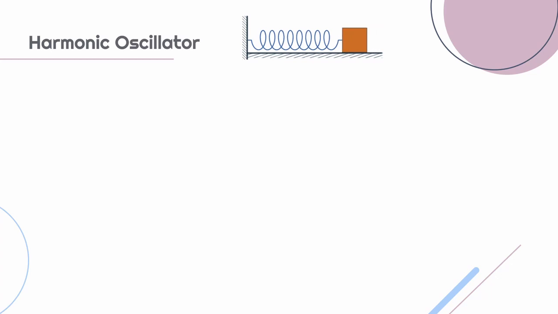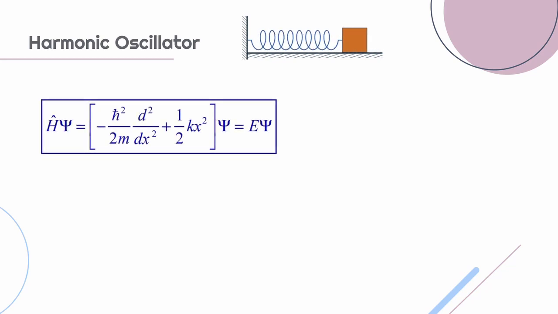We are all familiar with simple harmonic motion. Well, in this case, we consider a molecule as a simple harmonic oscillator. And considering only the vibrational state, the Hamiltonian or the energy operator is given by this equation. And now here we have the potential energy term and the kinetic energy term.